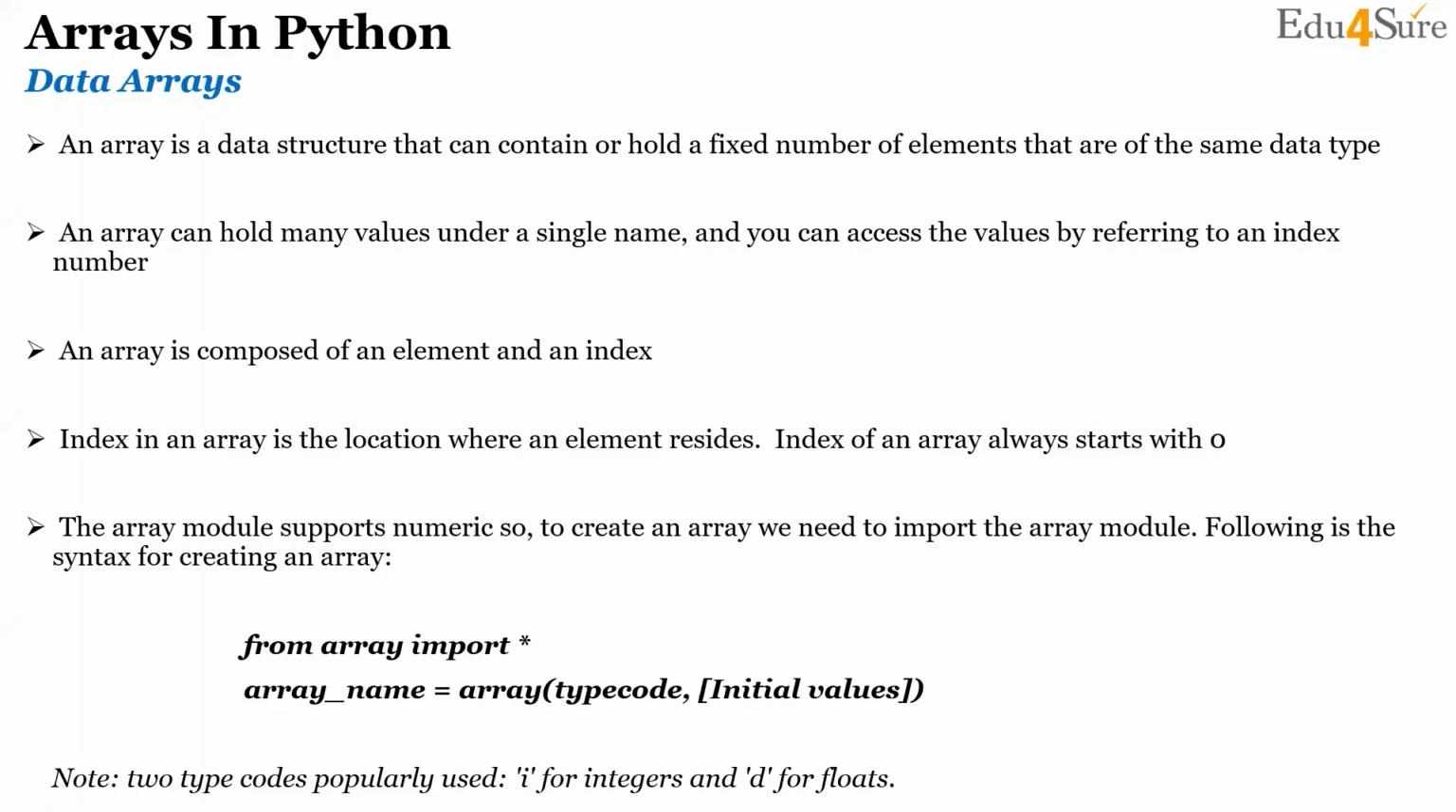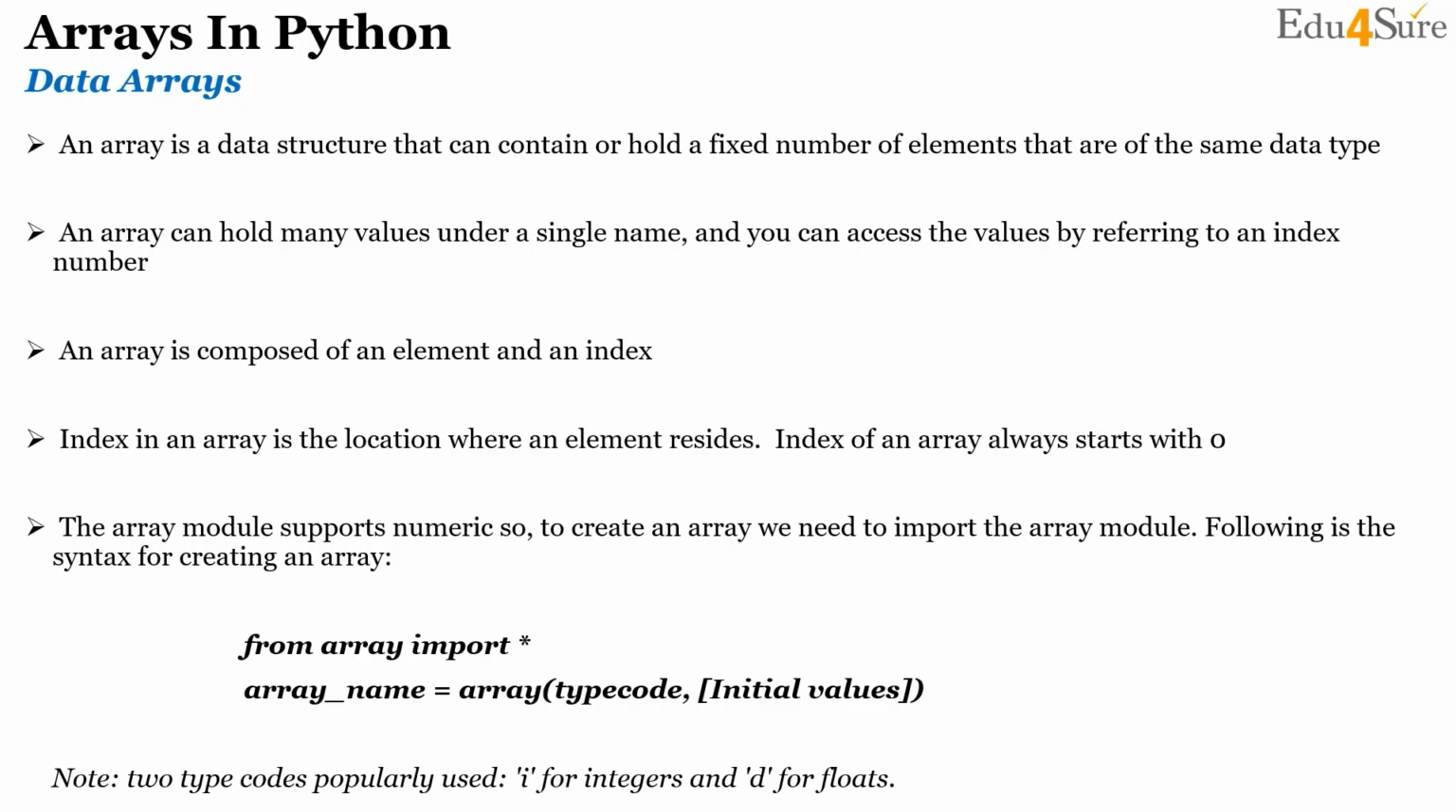From array import star. Here, from is the keyword that is used to import the module, and array is the name of the module. The import statement loads the array module in our program, and star refers to loading all the functionalities of the module in a complete manner. Array name equals array, type code, comma, initial values.